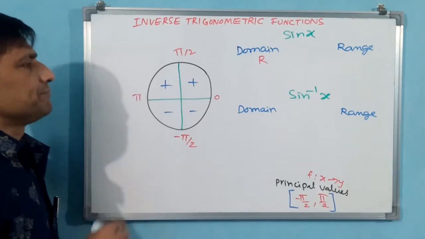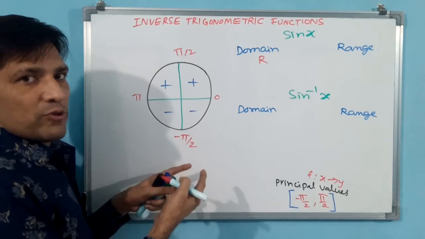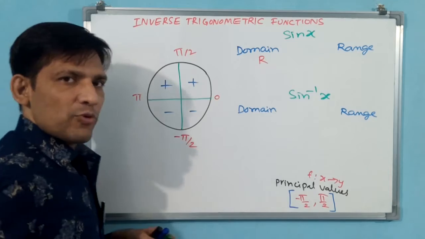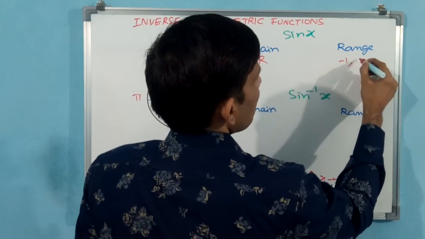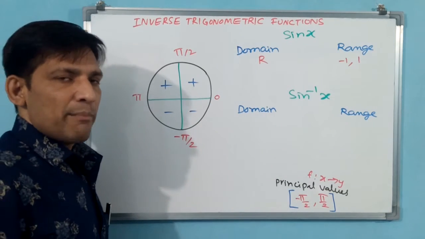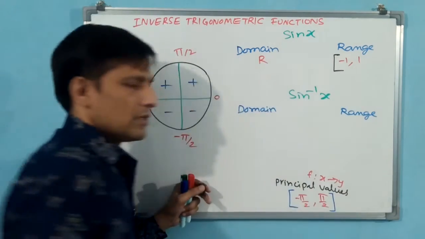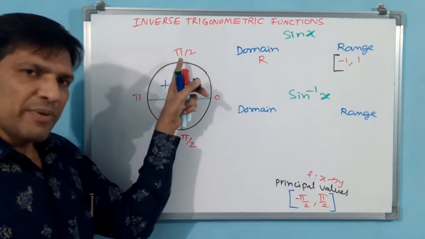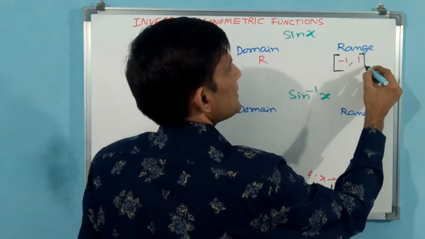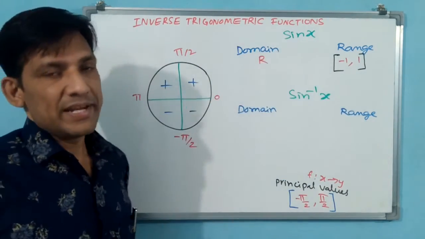Now range, what will be the range? Whatever you give, only values from minus 1 to 1 are coming. Again and again those values are going to repeat. That means only minus 1 to 1 is going to come. Are these closed or open intervals? Minus 1 is coming, yes, so on the minus 1 side you put a closed interval. Is 1 coming, or only up to 1? No, 1 is also coming, so you put closed here. This was the domain and range for sin x.